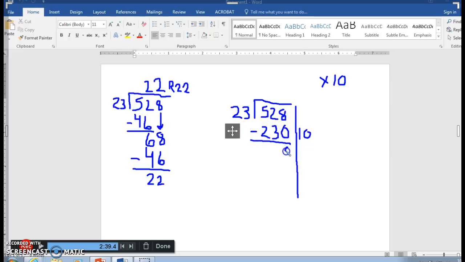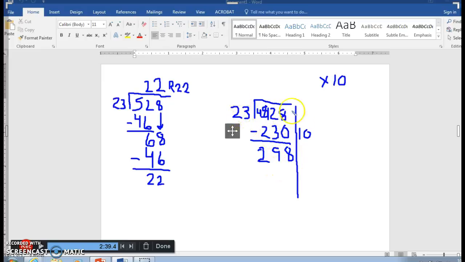So 8 minus 0 is 8. And we're going to have to borrow here. We get 12 minus 3 is 9. And then 2 minus 2 is 0. Sorry about that. So we have 298. So 230 is close to 298.